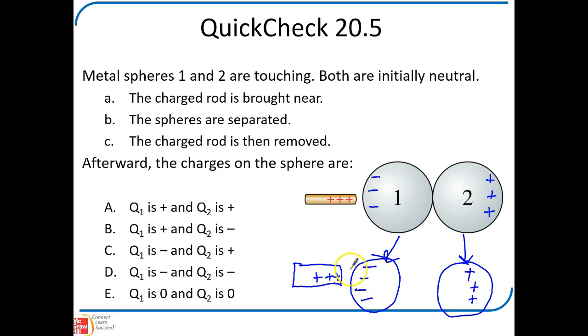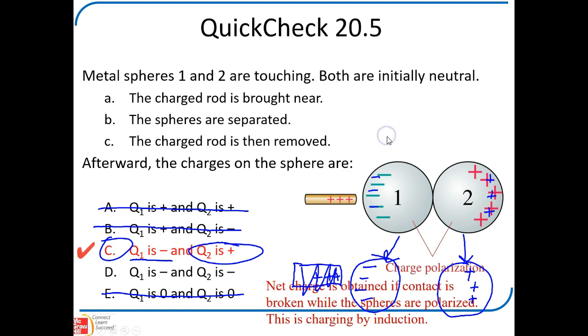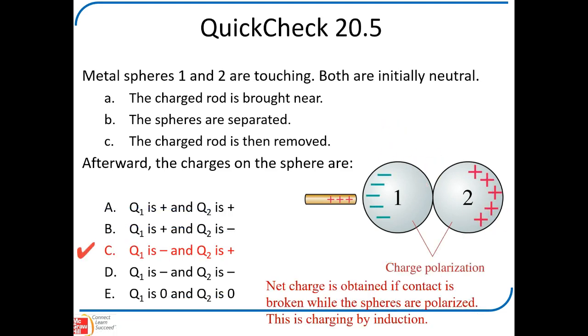So Q1 is going to be negative. When I get rid of the rod, these charges will just distribute around the surface of the sphere, but it still will have a net negative charge. This one, same thing, a net positive charge. So Q1 has got to be negative, so I know this can't be the answer, this one can't be the answer, and this one can't be the answer. So Q1 is negative, Q2 has got to be positive, so our only answer, and the best answer here, is letter C. So those did go through polarization, and then once they're separated, those polar charges stay.